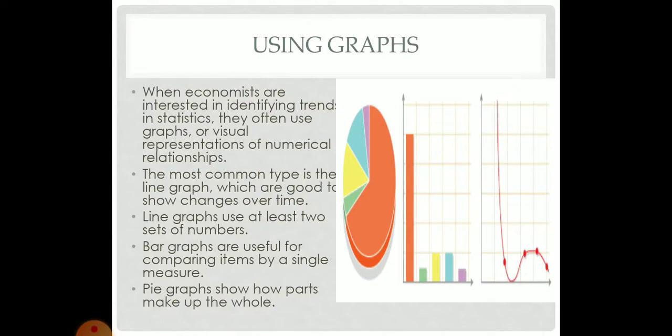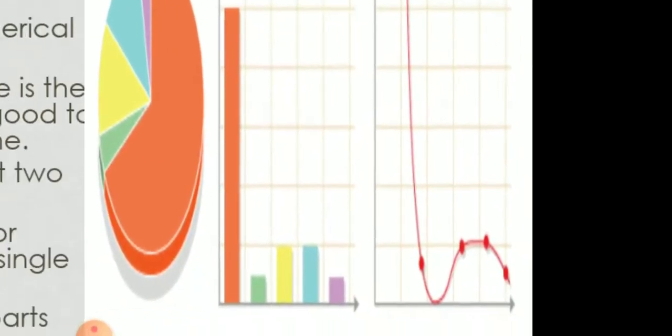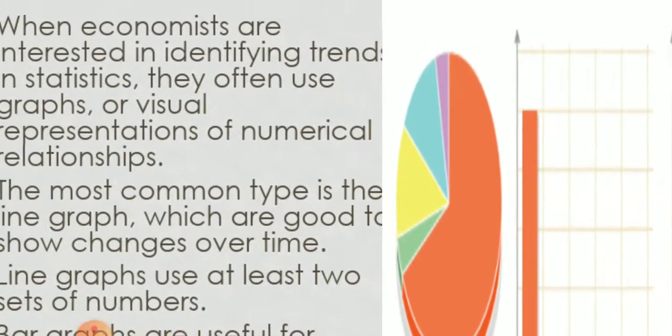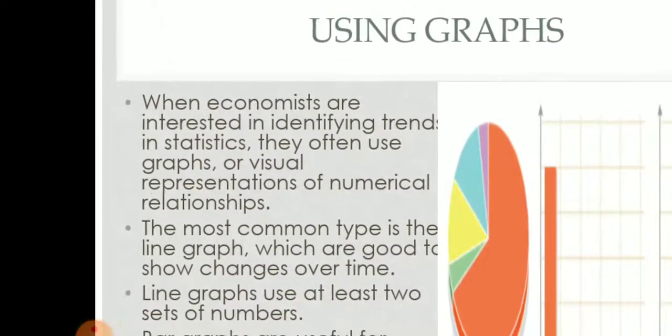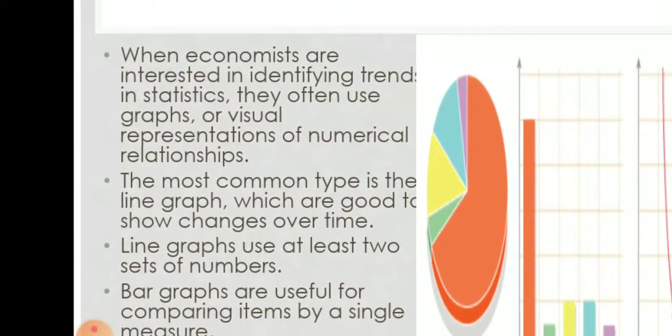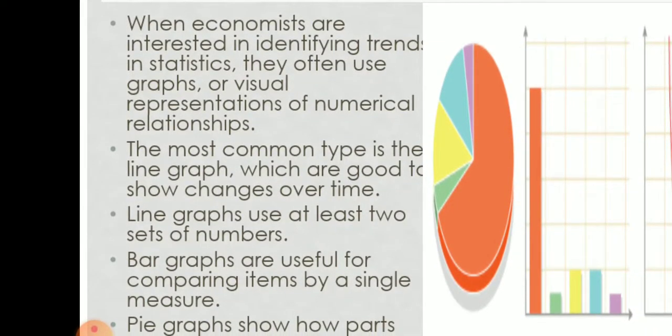Now, using graphs. When economists are interested in identifying a trend in statistics, they often use graphs, as you see here, a visual representation of numerical relationships, which is easier for them. The most common type is the line graph, the red one you see here. This is the most common graph we use as economists, and it is good for showing changes over time. So the line graph shows me the changes over time.